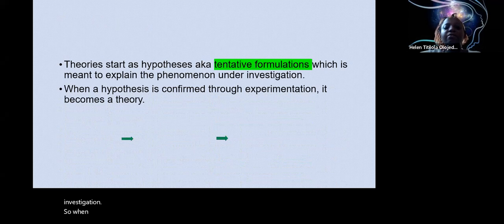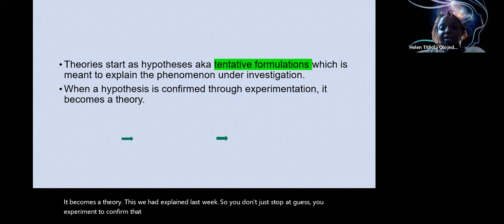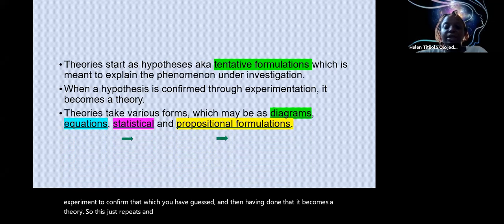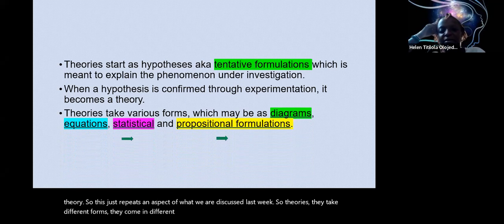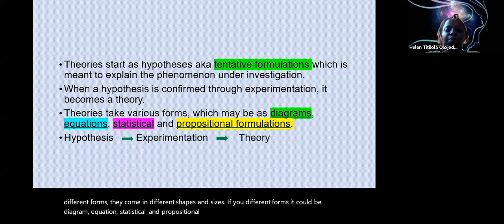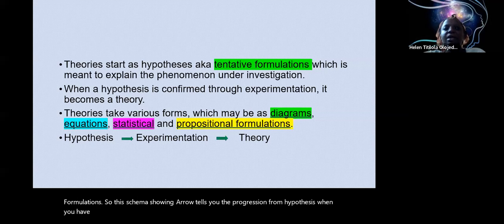So when a hypothesis is confirmed through experimentation, it becomes a theory. This we had explained last week. So you don't just stop at guess, you experiment to confirm that which you have guessed, and then having done that, it becomes a theory. So this just repeats an aspect of what we had discussed last week. So theories, they take different forms. They come in different shapes and sizes, if you like. It could be diagram, equations, statistical, and propositional formulations. So this schema showing arrow tells you the progression from hypothesis. When you have a hypothesis, you move on to experimentation and then to theory. So it's just an explanation of all the first three bullets that we have on the screen.